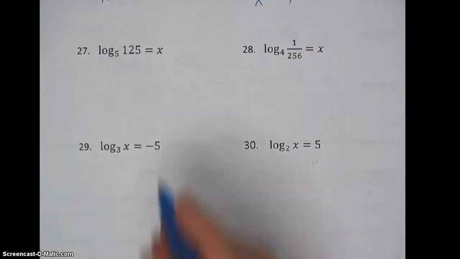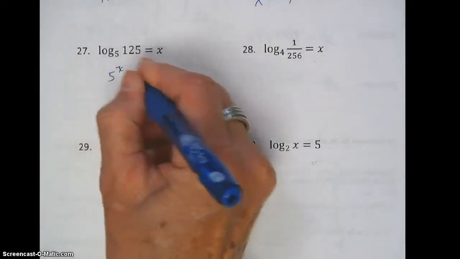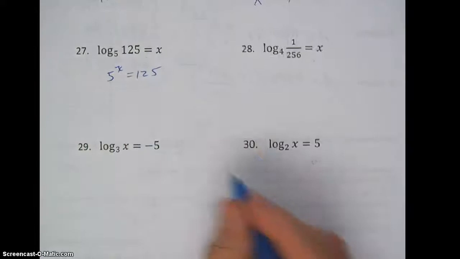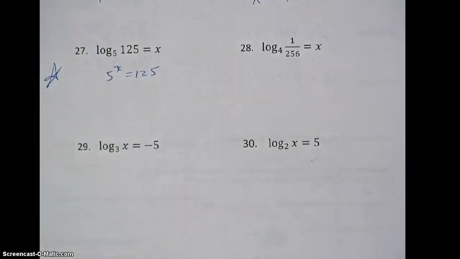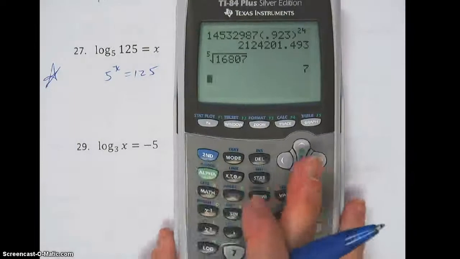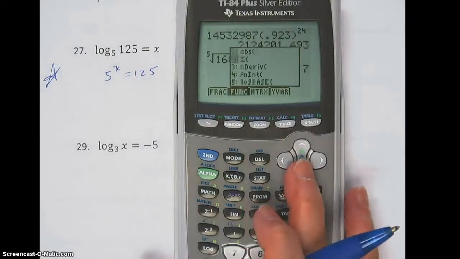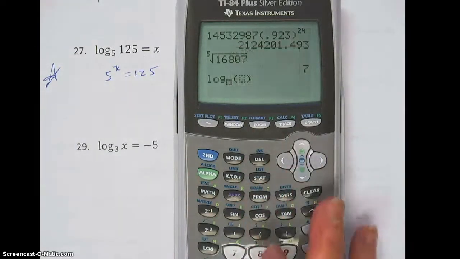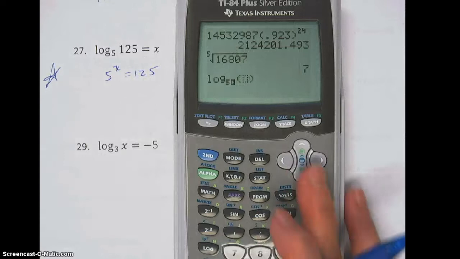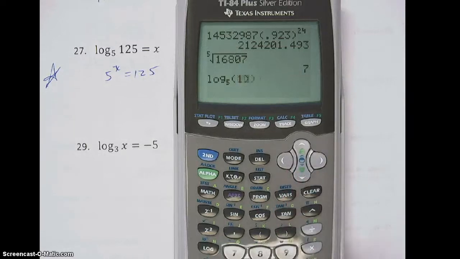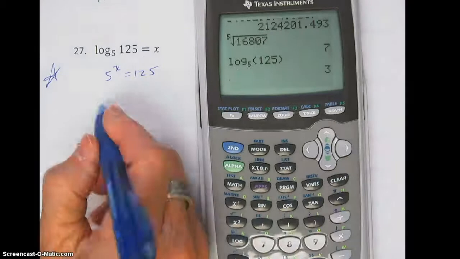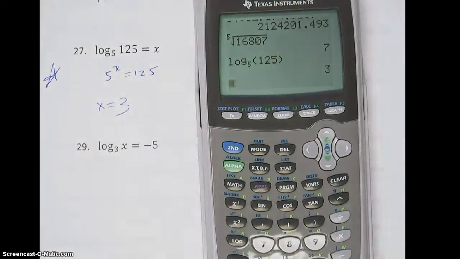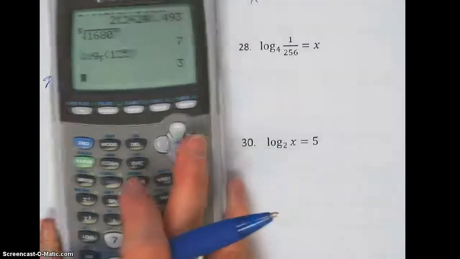27 and 28, 5 to the x equals 125. We can guess and check, or remember we have that calculator button that we can use, alpha window. Come down to option 5. We can actually put in a 5 and a 125 here, and the calculator will tell us that the exponent should have been 3.